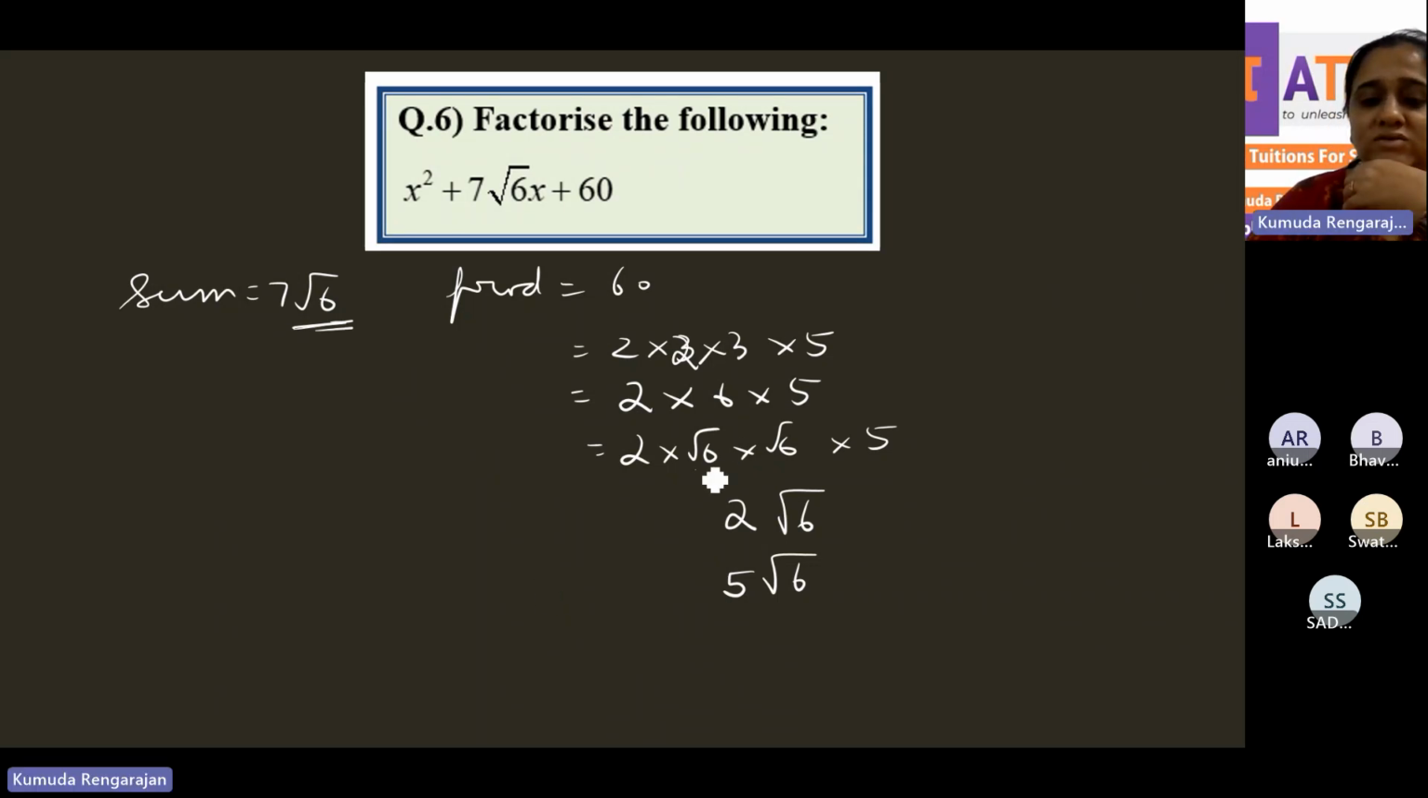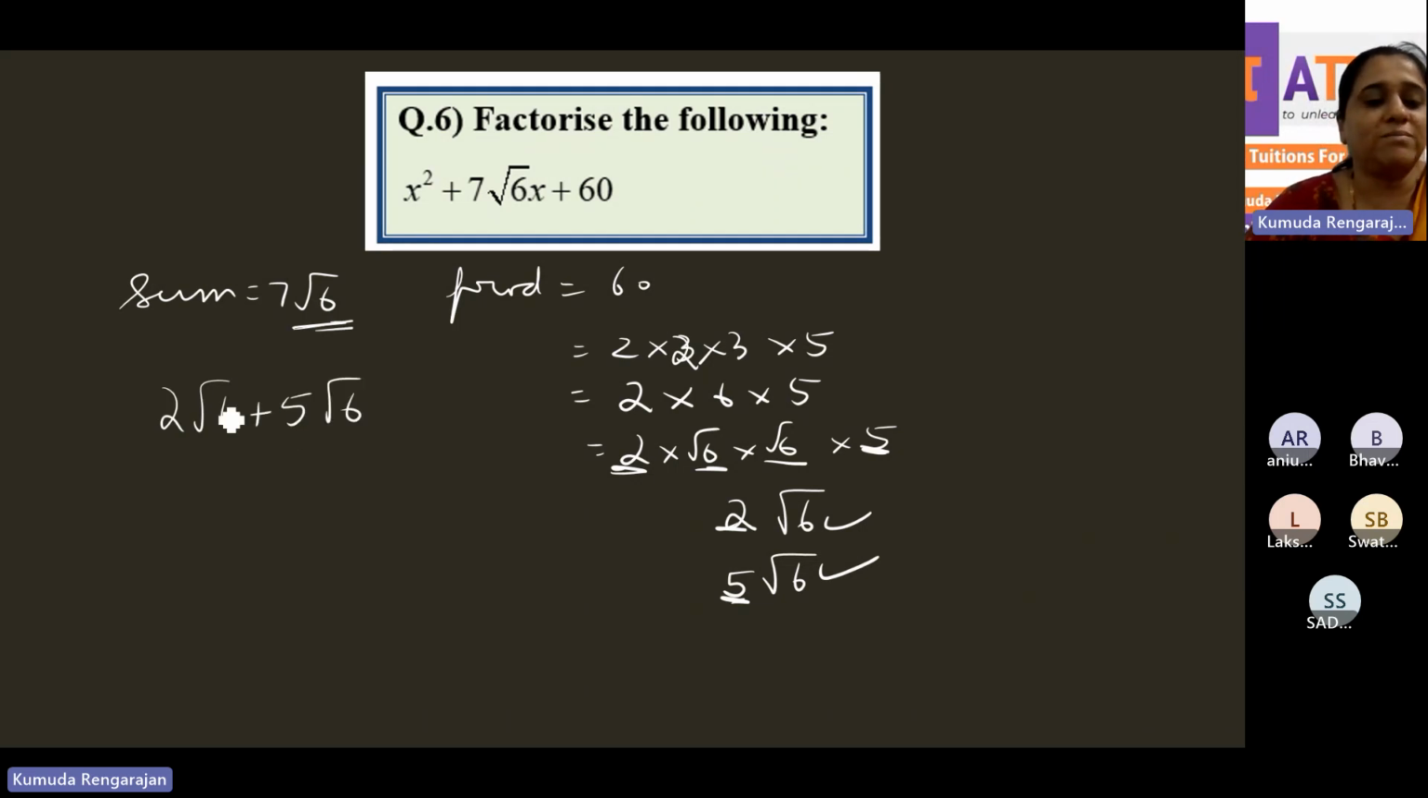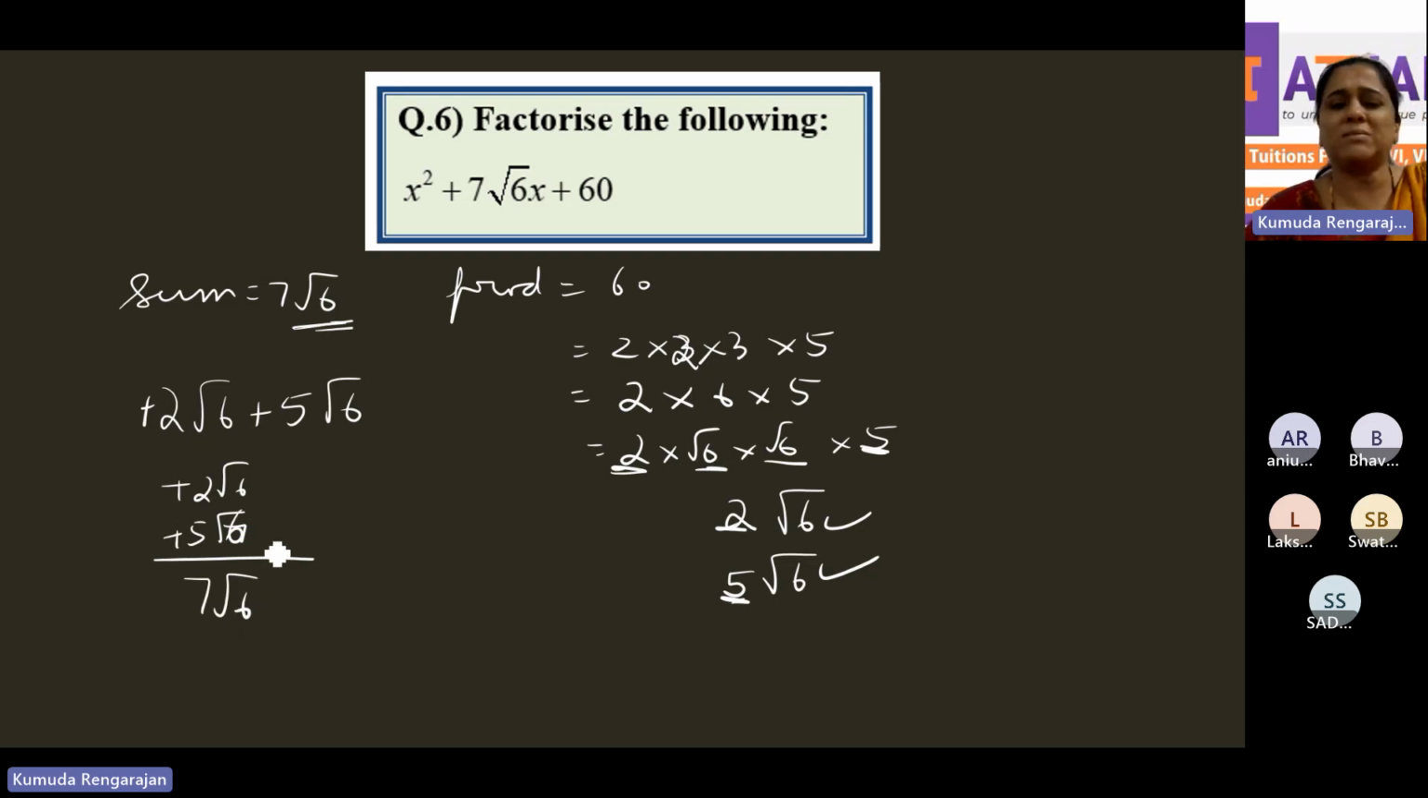So the two numbers are 2 root 6 and 5 root 6. Both should take a plus sign, because plus 2 root 6 plus 5 root 6, when you add, you will get 7 root 6. And when you multiply, you will definitely get 60, because these are the factors of 60. 60 product you will get.